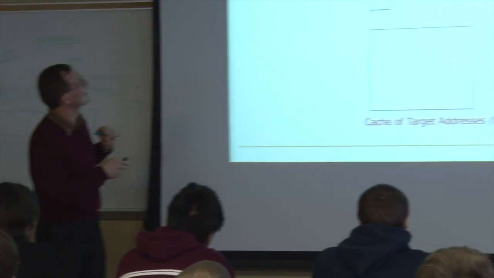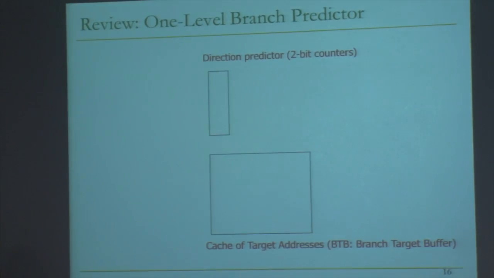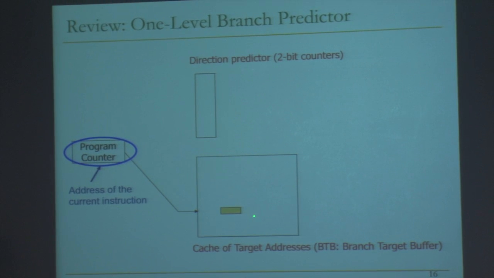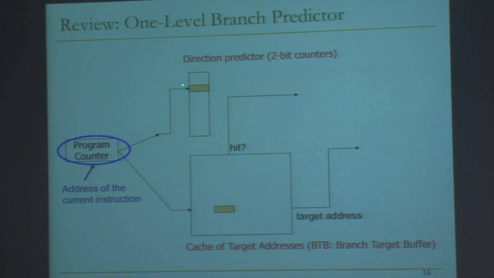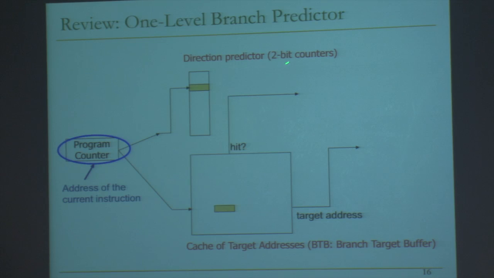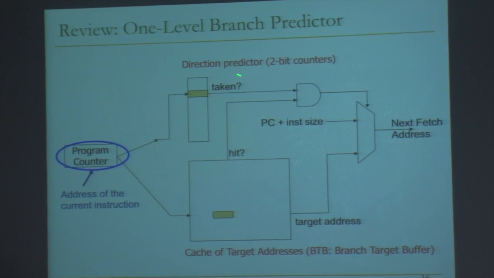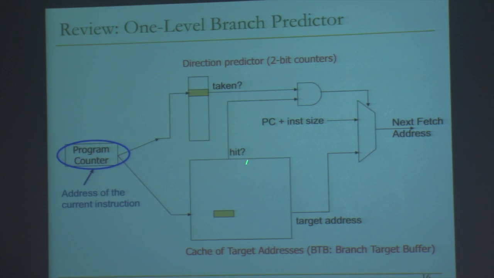Okay, let's review the two-level branch predictor. How does it look? Remember the one-level branch predictor? We use the program counter to index the BTB, the branch target buffer. We also index a direction predictor, which is just 2-bit counters, and this could be in the BTB. And if the 2-bit counters said taken, and if we got a target hit in the BTB, we would use the next fetch address from the target address over here.